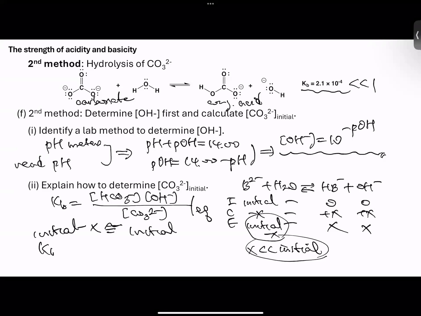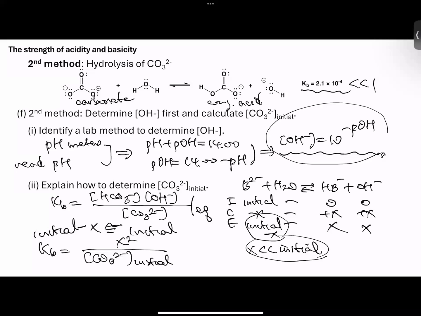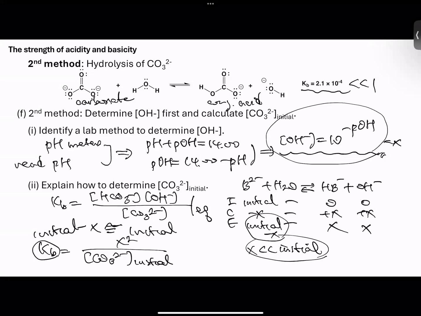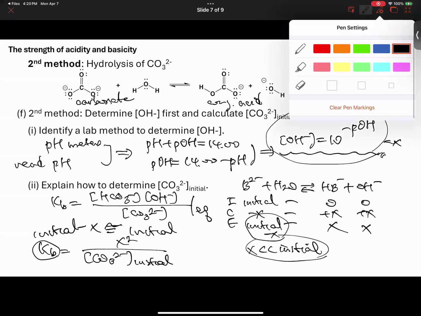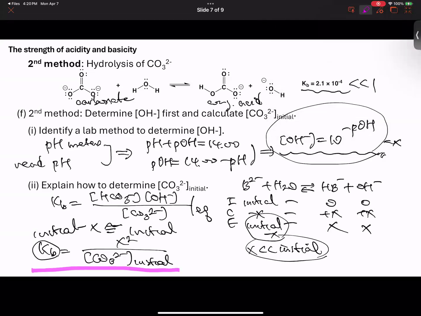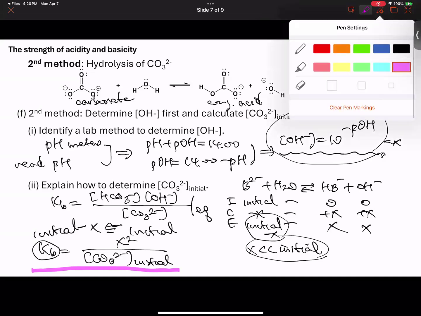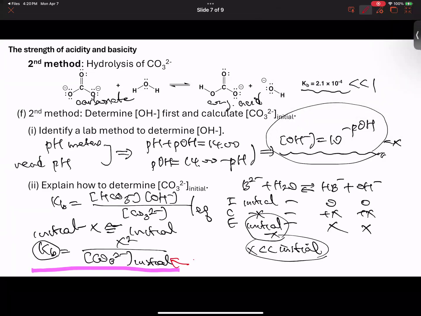So initial minus x can be approximated as the initial value. Then Kb is equal to x squared over the initial carbonate concentration. Now x is given. We already calculated x this way. This is x, the hydroxide ion concentration, measured and calculated, and plugged in right there. Kb is given. So we are given Kb and we are given x. Using this equation, let me highlight this equation. When you use this equation, this is unknown.